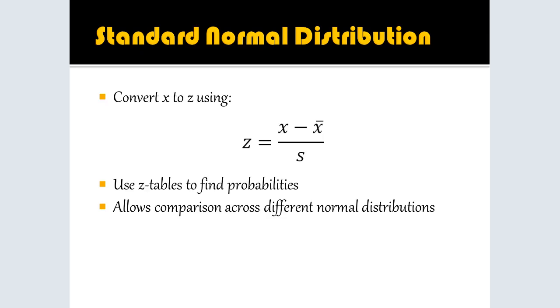To compare data from different normal distributions, we convert raw scores to z-scores using the formula z is equal to x minus the mean all over the standard deviation. Once we have the z-scores, we can use a z-table to find probabilities and percentiles. And this allows us to answer real-life questions using the normal distributions.